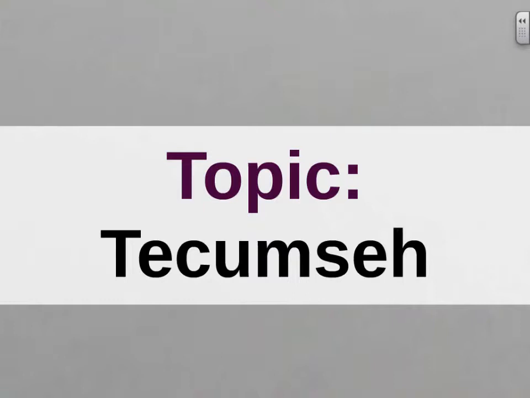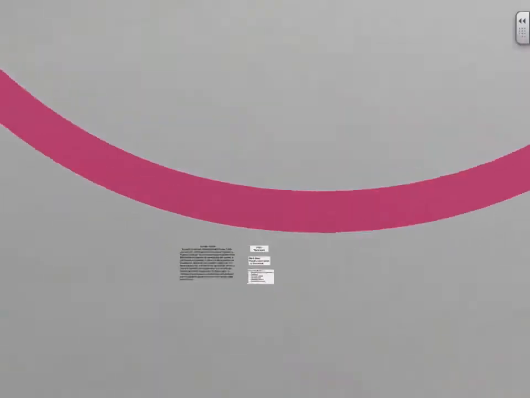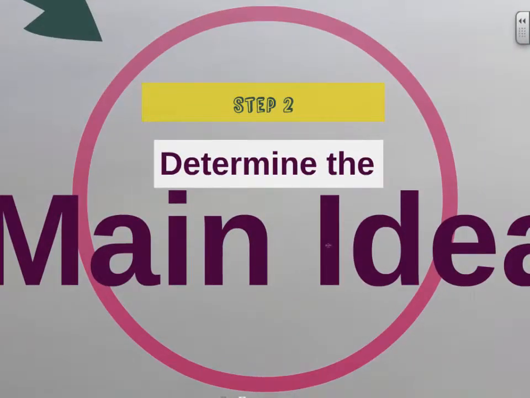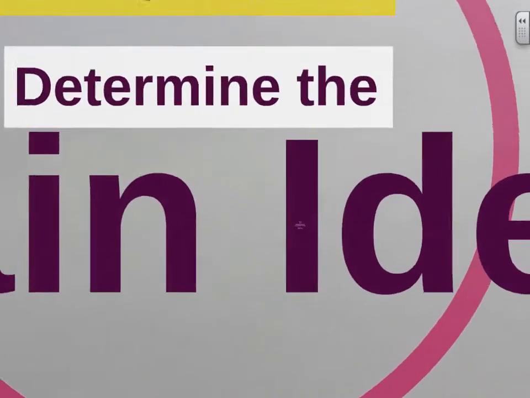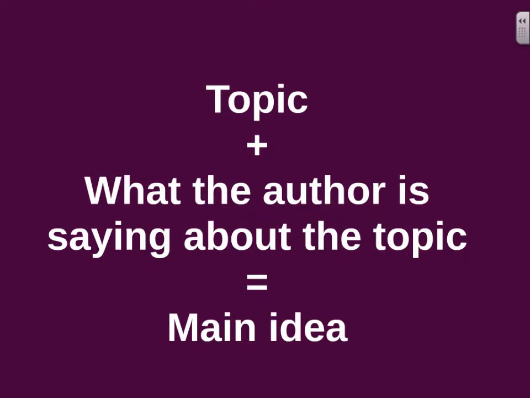Next, you need to determine the main idea of the text. But you might be asking yourself, how do I do that? Maybe this will help you. Once you find the topic, and in this case, we've decided that our text is about Tecumseh, then you ask yourself this: what is the author saying about the topic? If you can answer that question, you found your main idea.